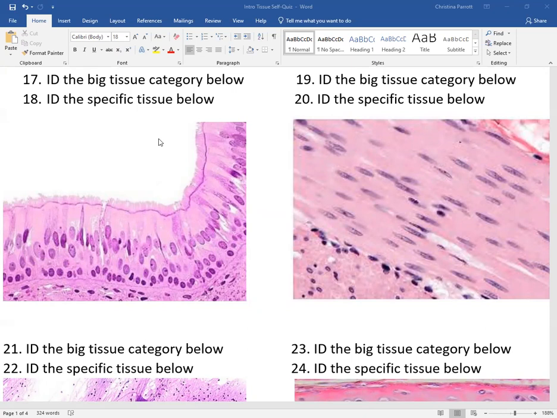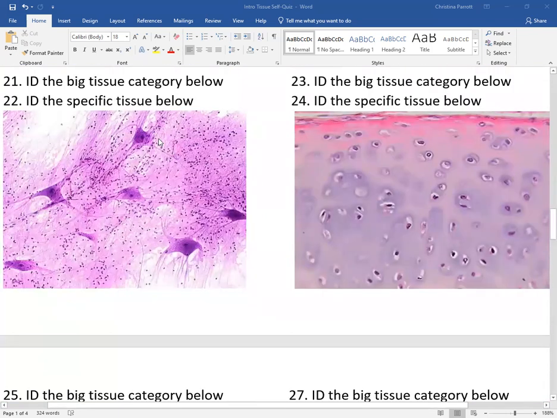You're seeing that it's not in focus very well. It looks very hazy. That clues you in that this is going to be smooth muscle. So number 19, identify the big tissue category. That would be muscle tissue. Number 20, identify the specific tissue, would be smooth muscle.